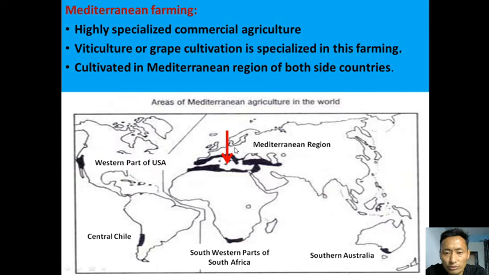Both sides means the southern European countries and northern African countries. Around the Mediterranean region, we have European countries as well as African countries. Around this region, they are specialized in the cultivation of what? Grapes, or viticulture. Because of that, it is called Mediterranean farming. So the cultivation of grapes around the Mediterranean region is called Mediterranean farming.